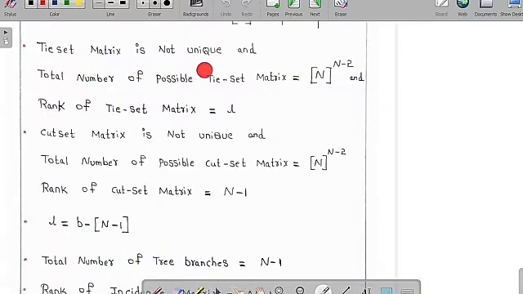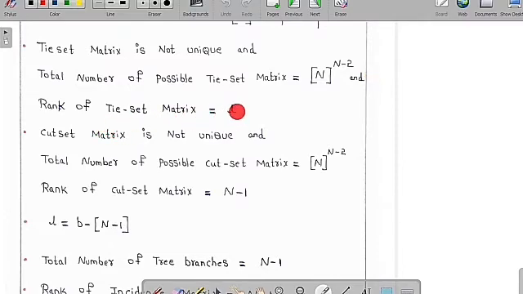The Dissect matrix is not unique, because I have already told you that for a given graph there will be so many trees. Because of that, there may be so many Dissect matrices also. Therefore it is not a unique matrix, and the total number of possible Dissect matrices is equal to the number of possible trees for a given graph, which is n to the power of n minus 2.